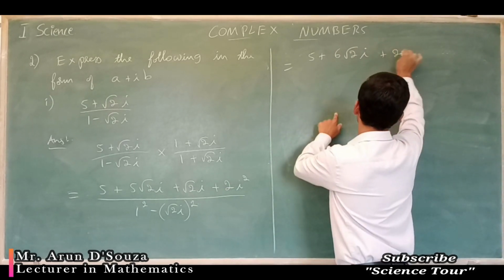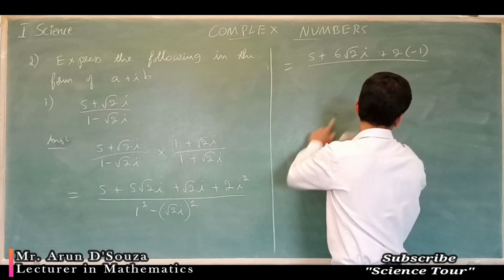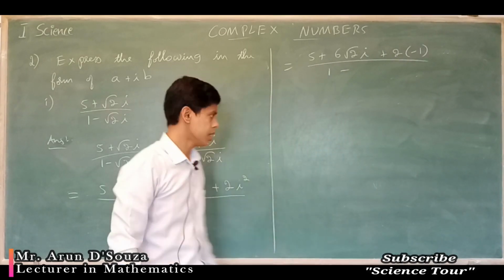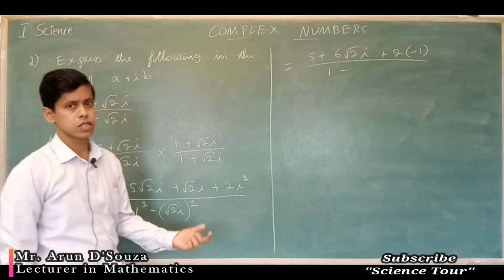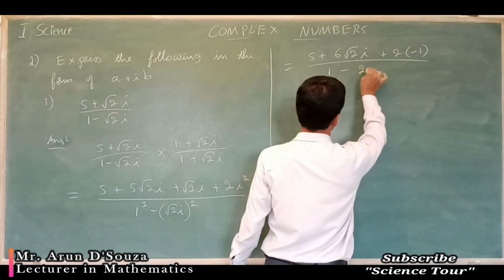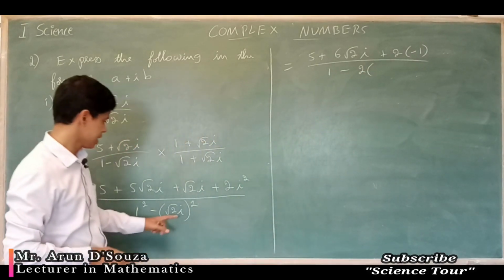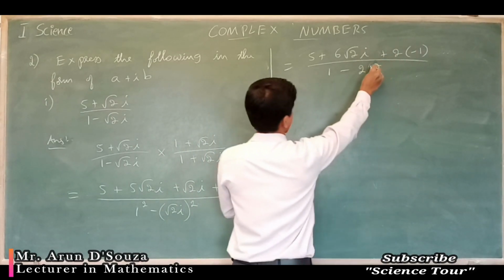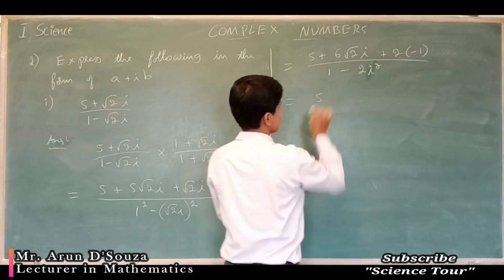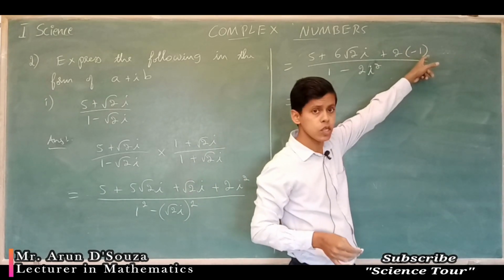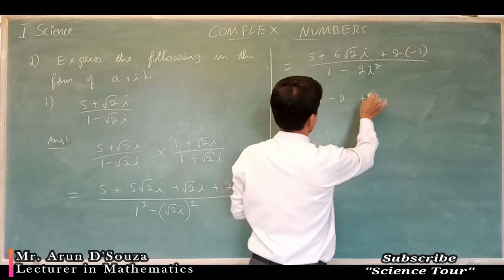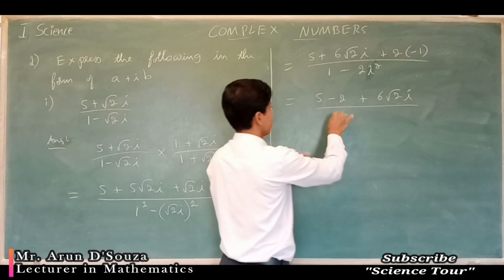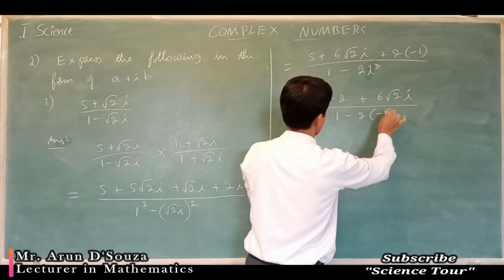And this is 2 into minus 1 divided by... So 1 square divided 1. And then, see, this is root 2 square. Square root of 2 whole square is 2. And next is i square. So this is 5, and this is 2 into minus 1, so minus 2. And then 6 root 2i divided by, so this is 1 minus 2 into minus 1.